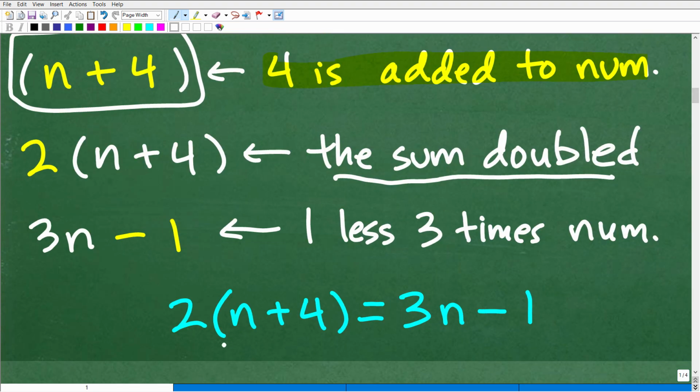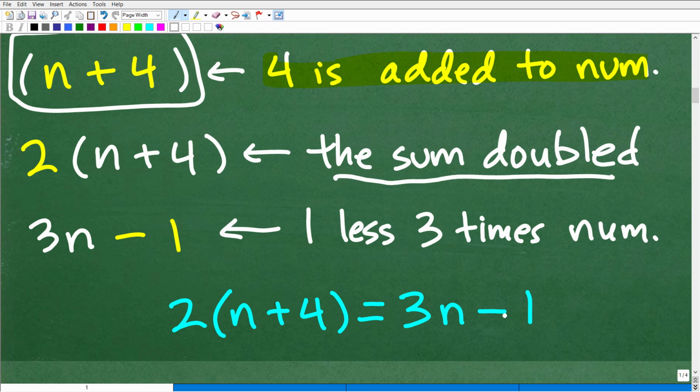Okay, so this sum, 4 is added right here. Let's just kind of read this. 4 is added to a number, and this sum is doubled. This is the sum that's being doubled, is equal to 1 less than 3 times the number. So here we have this lovely equation: 2 times (N + 4) is equal to 3N minus 1.